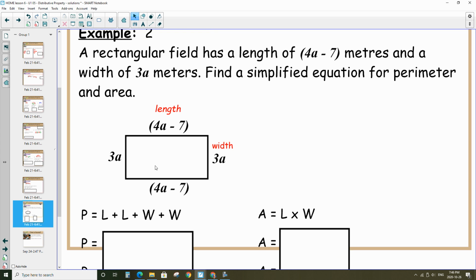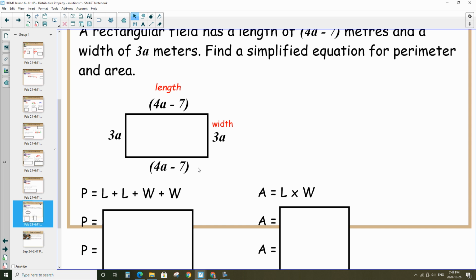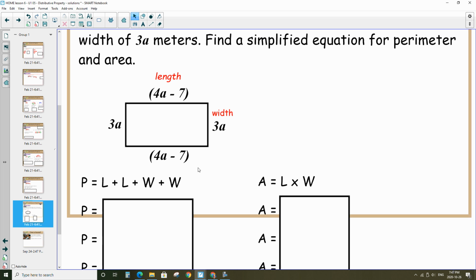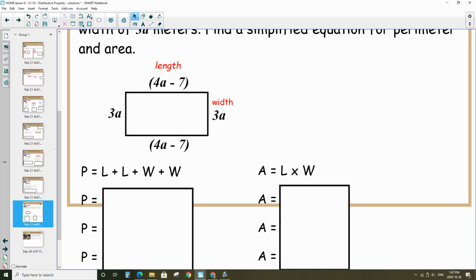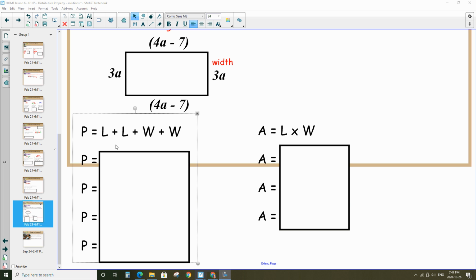So for perimeter, you're going to add all 4 sides, right? So it would be 4a minus 7 plus 4a minus 7 plus 3a plus 3a. And then collect like terms, group them together. Another way of writing the perimeter would be to realize that you've got 2 L's and 2 W's.